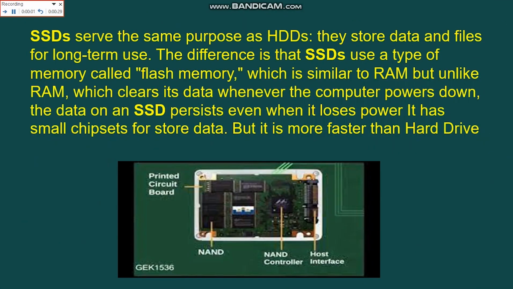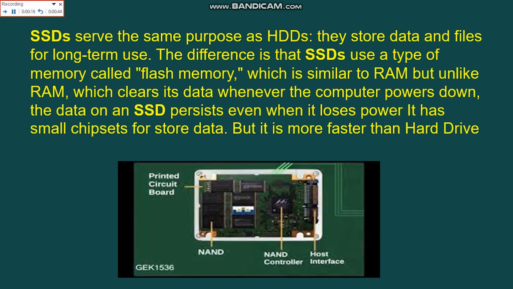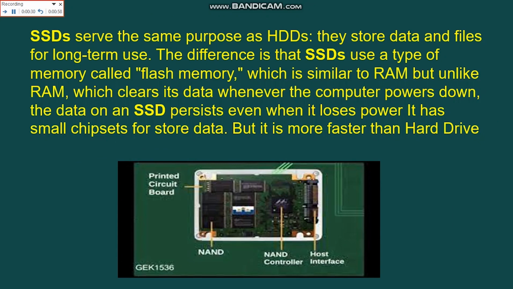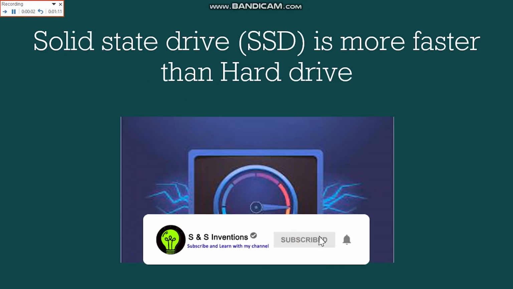Let's see what is SSD. SSDs serve the same purpose as HDDs. They store data and files for long time use. The difference is that SSDs use a type of memory called flash memory, which is similar to RAM but unlike RAM, which cleans its data whenever the computer powers down. The data on an SSD is present even when it loses power. It has small chipsets for storing data, and it is much faster than the hard drive. Now you know solid state drive is much faster than hard drive.